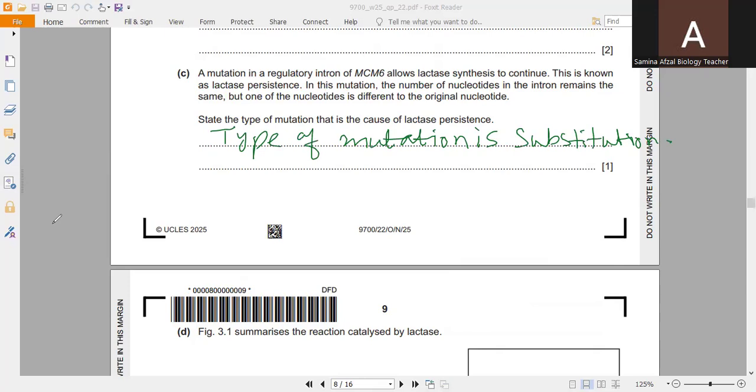Because one base has been swapped for another without adding or removing any genetic material. So the base count stays the same, only one base changes. A total base count increase can cause a frame shift, so this is specific to substitution.